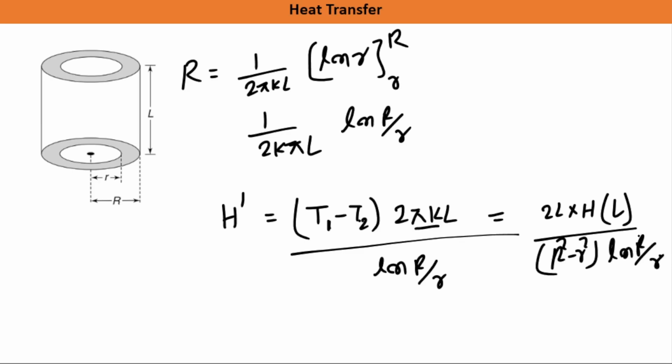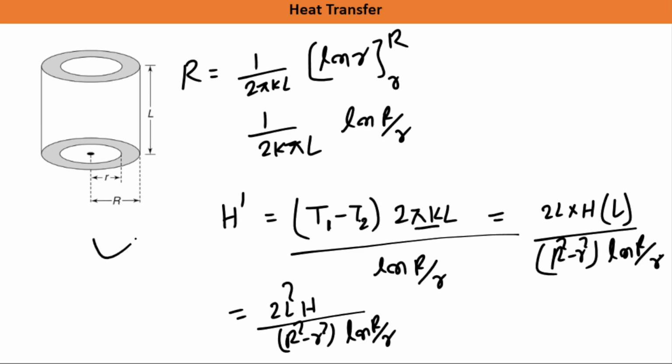ठीक है? So what will be the answer that you will be getting finally? This is your 2L square H divided by R square minus small r का square into ln R by small r. ठीक है? So this is what you will be getting.